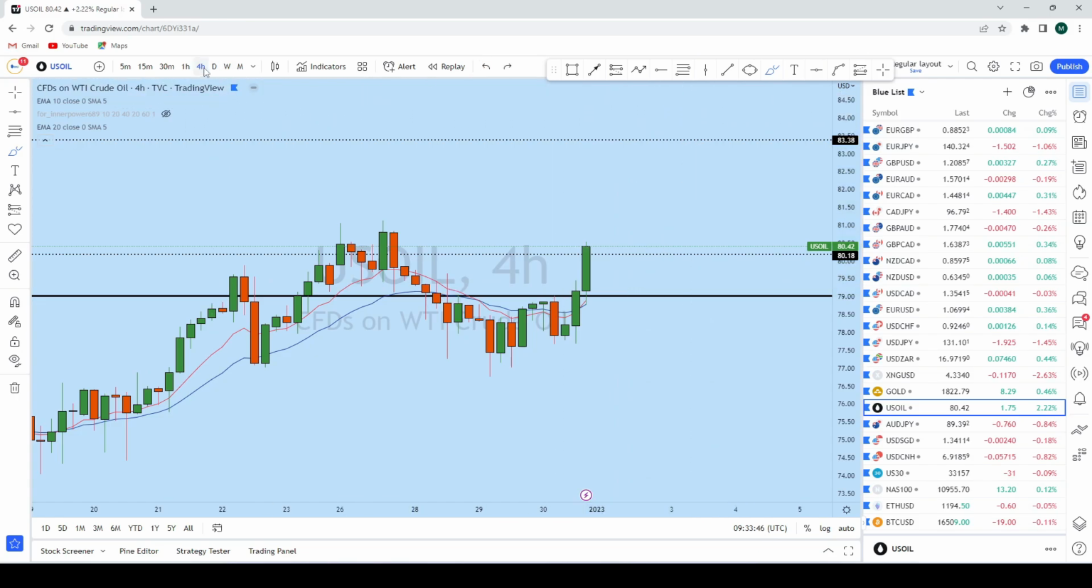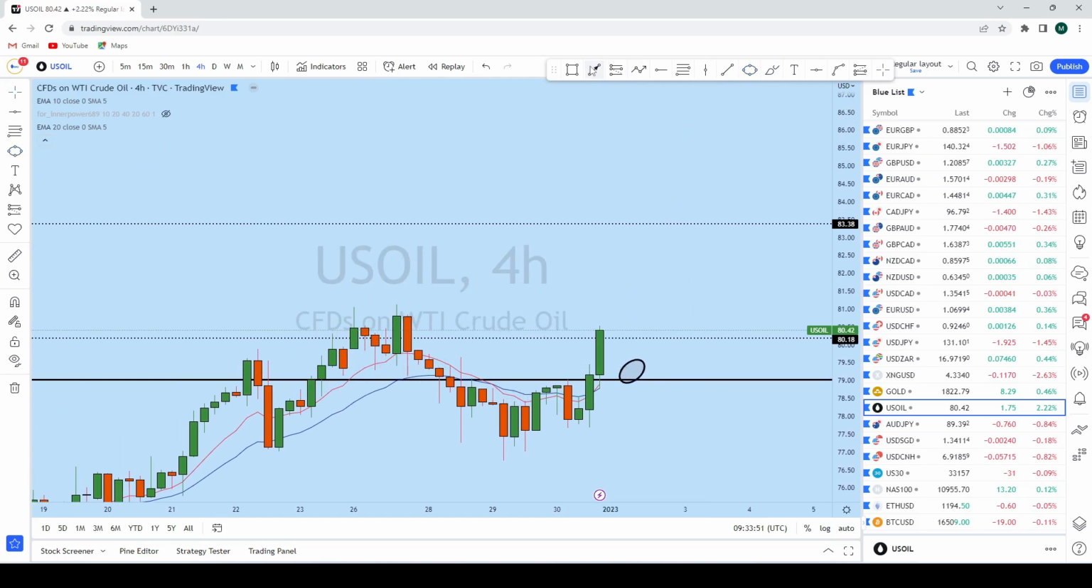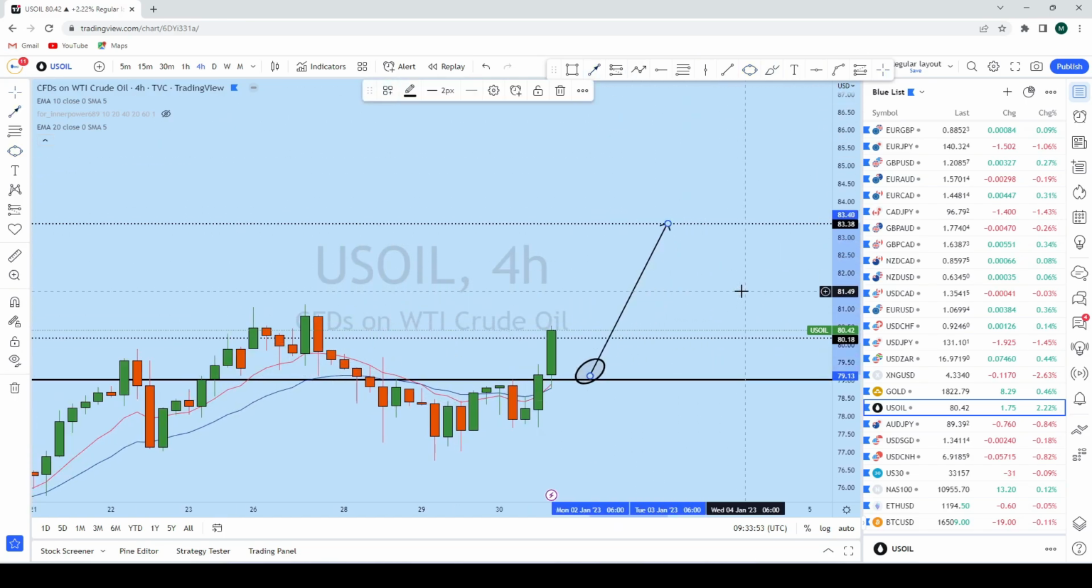So as soon as we find a suitable entry opportunity along this zone for this bullish move on US oil, we'll consider going long with a high probability trade setup with our students.